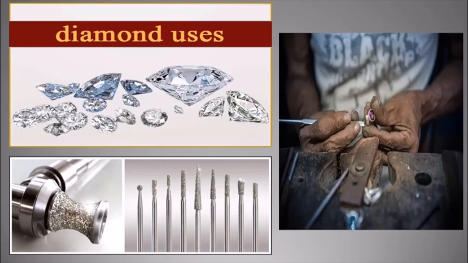Also, diamonds are used to make ornaments, and we all know that many different types of ornaments can be made from diamond. Other uses: diamonds can be used in eye surgery also. Diamond knives are used in eye surgery. Then we also have diamond dust, which is used for polishing other diamonds so that they become shiny.